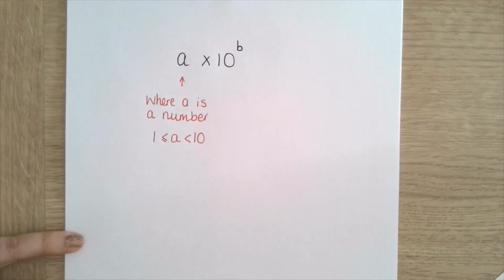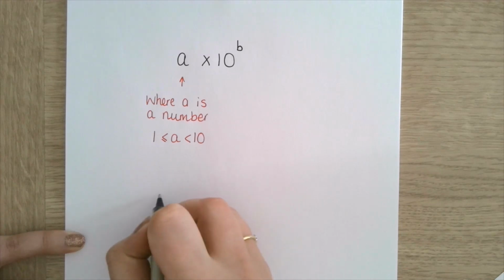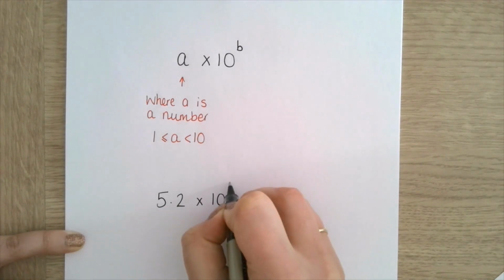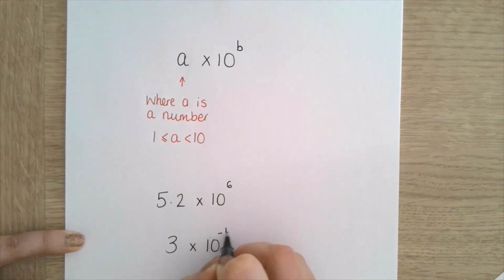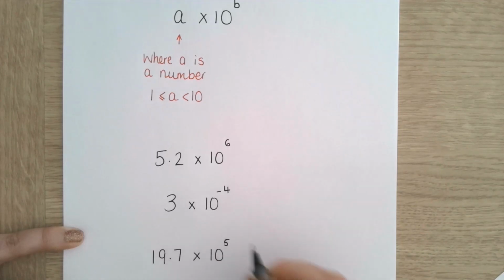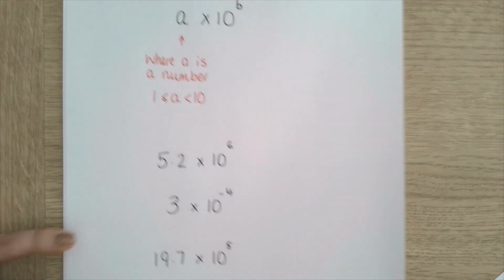So a few examples just to get us started, to refresh our memory here, is if I've got 5.2 times 10 to the power of 6, I could have 3 times 10 to the power of minus 4. What I can't have though is something like 19.7 times 10 to the power of 5, because that 19.7 is not a number between 1 and 10.